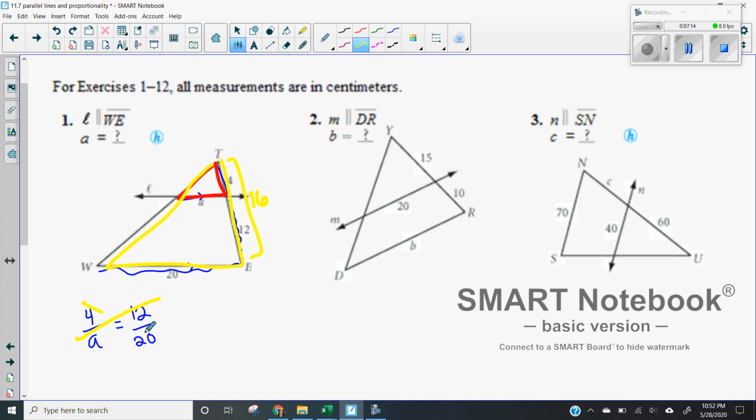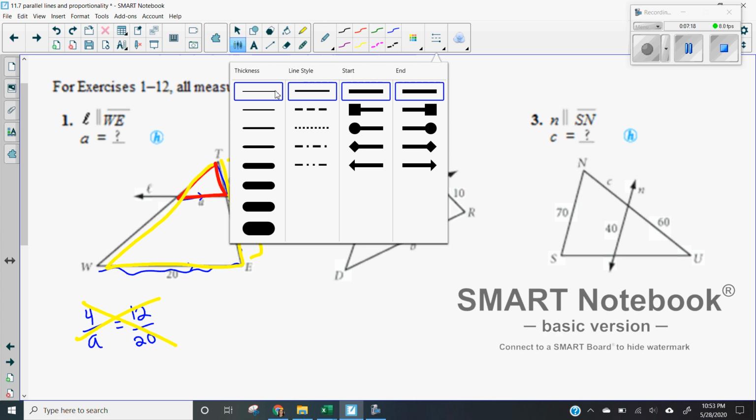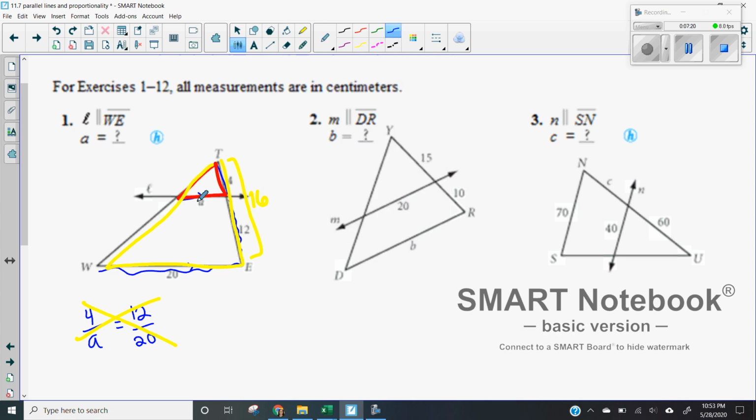Okay, so this one is no good. If you're going to work within the triangle, and use this full side, I need 4 over A equals 16 over 20. Okay, 4 over A equals 16 over 20. A ends up being, I think, 5 for this one. So watch out, that comes up in 2 and 3. You'll have to think about that.